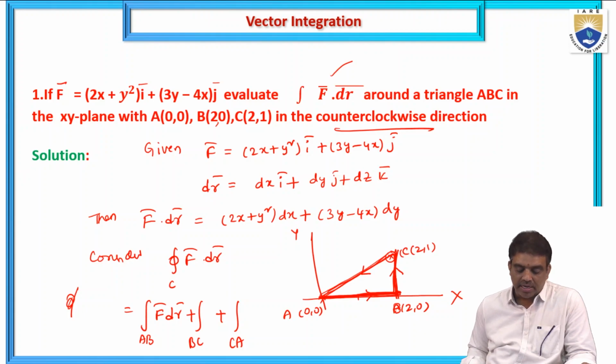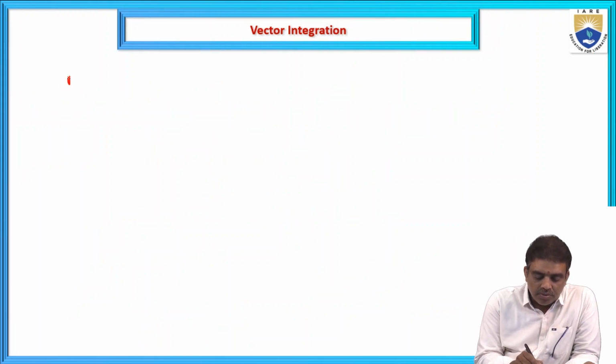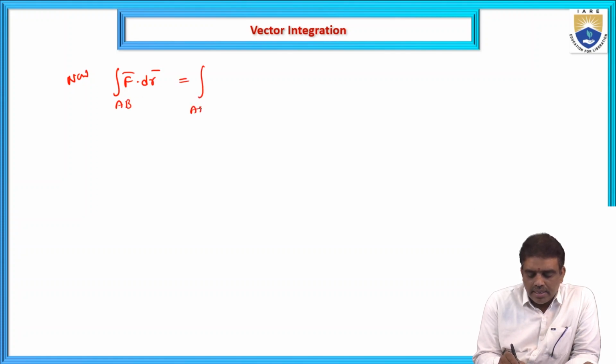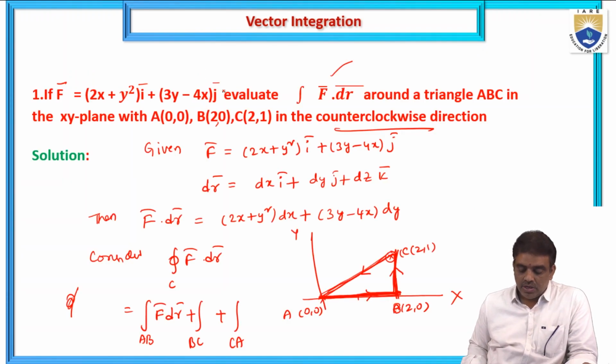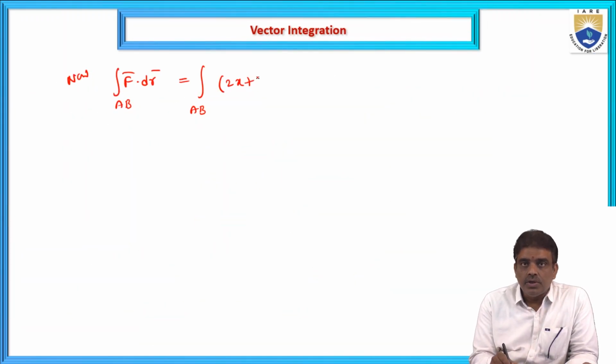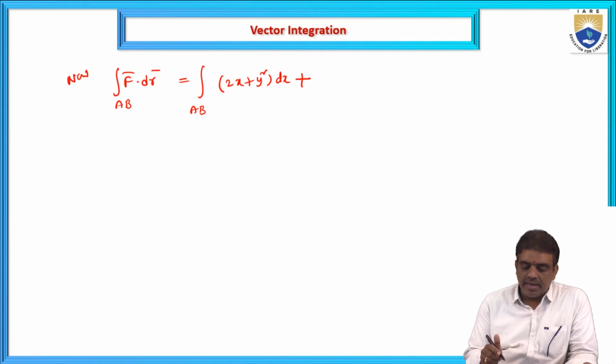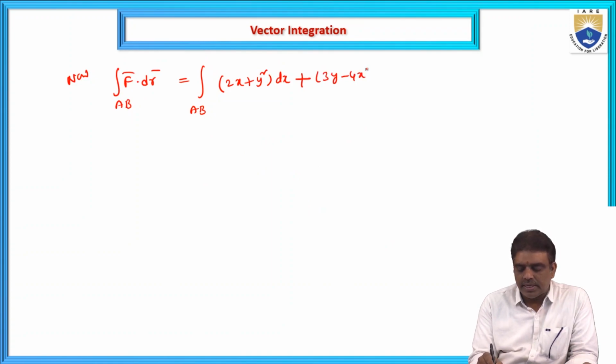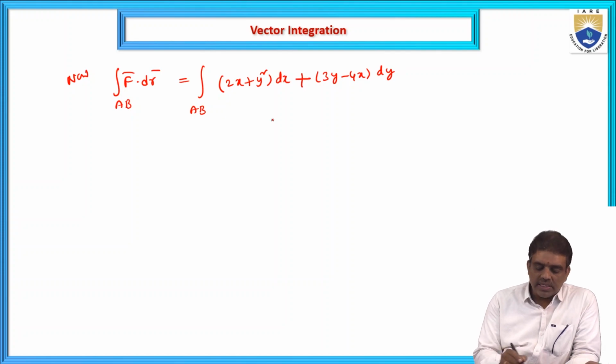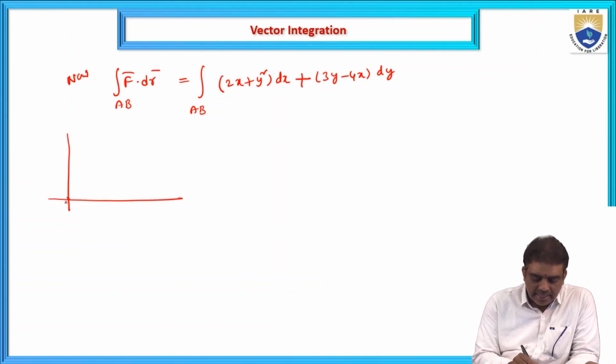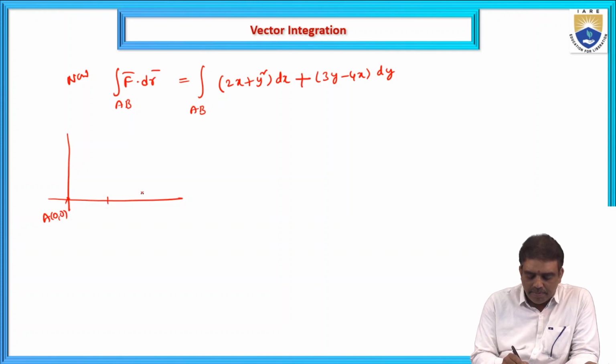The integral of f bar dot dr bar we have already calculated. Now the integral of f bar dot dr bar along AB is equal to the integral along AB of (2x plus y square) dx plus (3y minus 4x) dy. So here, what is along AB? I will write again: A(0, 0) is one vertex, B(2, 0) is the other vertex, and C(2, 1) is the other vertex.